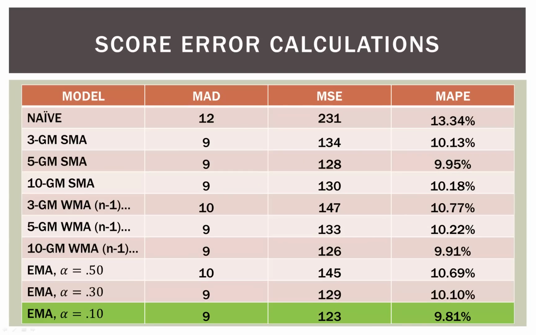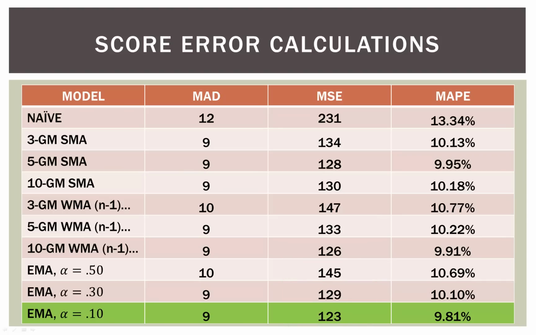So here is our full chart. We can go ahead and add in our EMAs. Now for the MADs, we have pretty much the same thing we did for the weighted moving average: 10, 9, and 9. And you can see, except for the naive approach, the MADs are either 9 or 10. It's pretty consistent. Now if we look at our MSEs for the EMA, we have 145, 129, and 123.